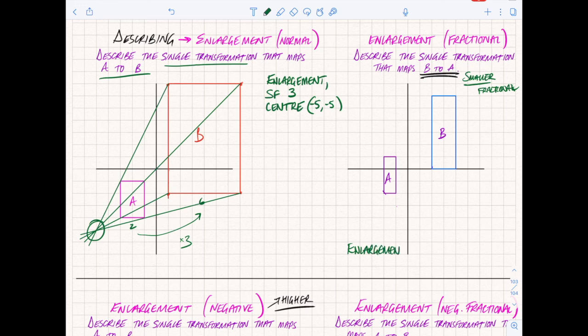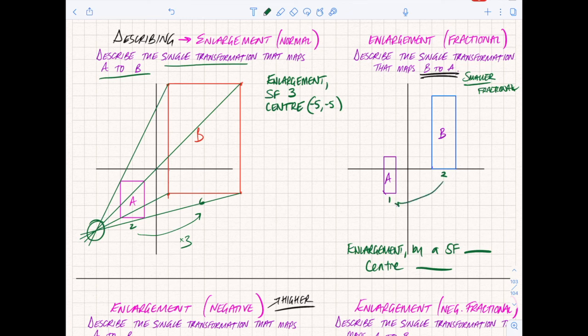So we write the word enlargement. We say the scale factor. So we can say enlargement by a scale factor, and we're going to work that out. And then your center, we're going to work that out. Okay. So we're going from B, which is 2 wide there, and A is 1 wide there.